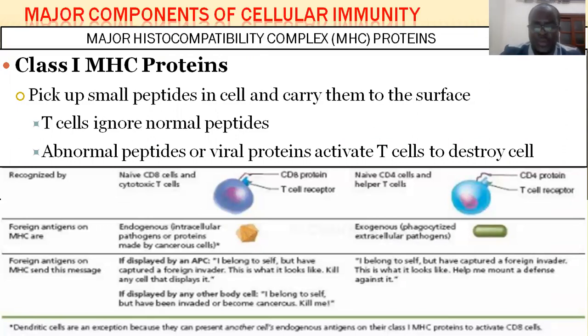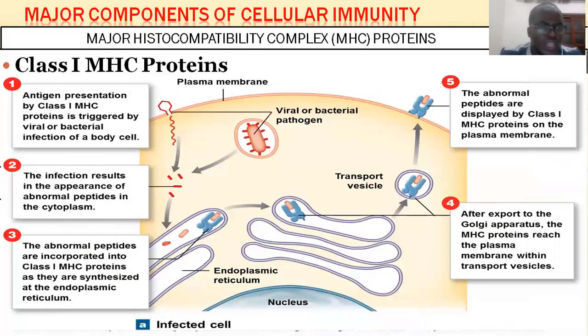Abnormal peptides or viral proteins are going to activate the T cells, and that will result in destruction of those cells. So you can see the class 1 major histocompatibility protein here. There's antigen presentation. Antigen presentation by class 1 protein is triggered by viral or bacterial infection of the body cell. Once you introduce this pathogen into this cell, the infection results in the appearance of abnormal protein in the cytoplasm. So you have this abnormal protein as a result of infection.